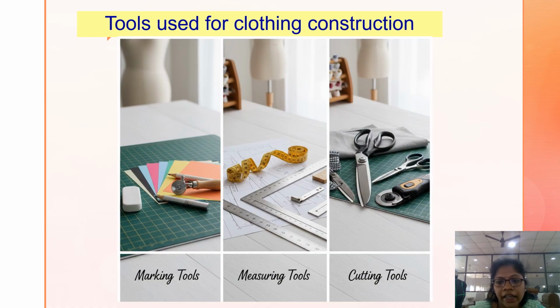And the L square will be used for marking right angles, like when we are marking parallel and perpendicular lines at a time. To cut the bias also we require the L square. With the help of the L square we can directly get the bias angle.